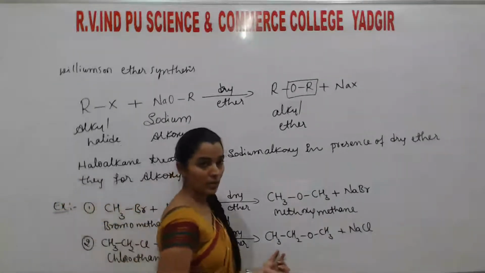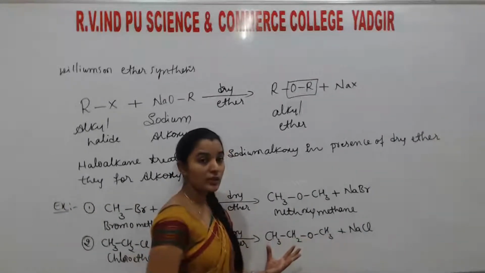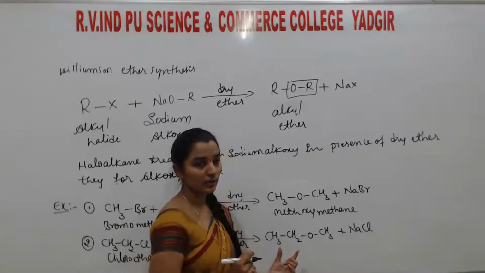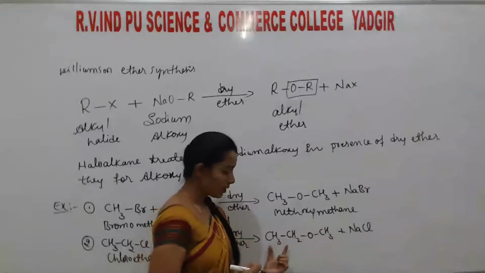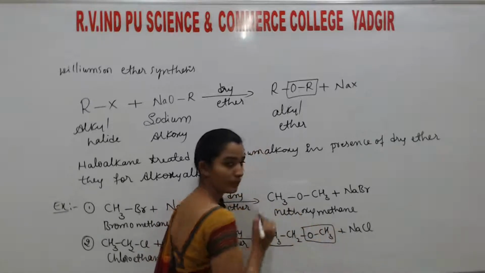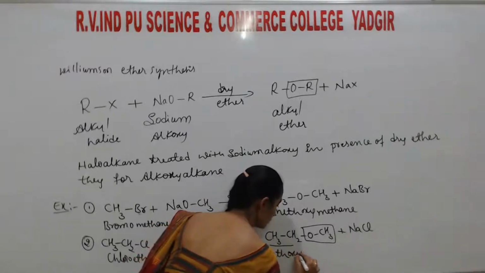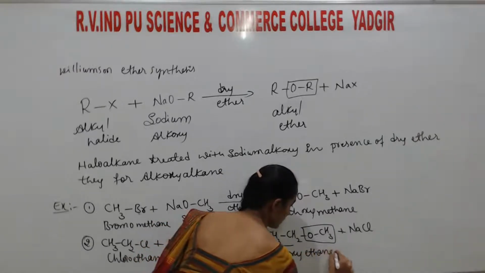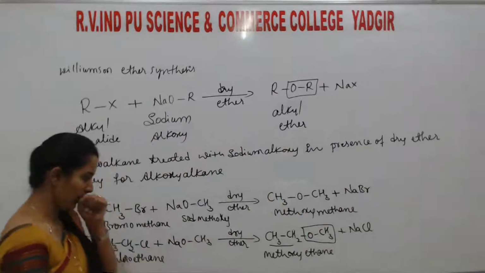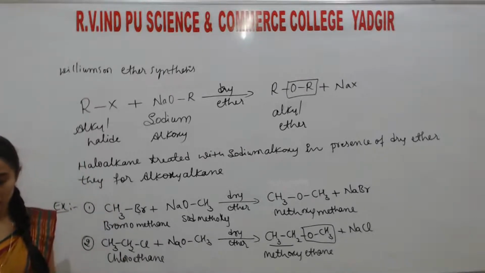Here, listen, on the side of the oxygen atom, whichever consists of more carbon atoms is considered as the parent chain. Here only one carbon atom is there, here two carbon atoms are there. So this is the parent chain and this is the functional group, methoxy. Methoxyethane plus sodium chloride is the product. Understood?